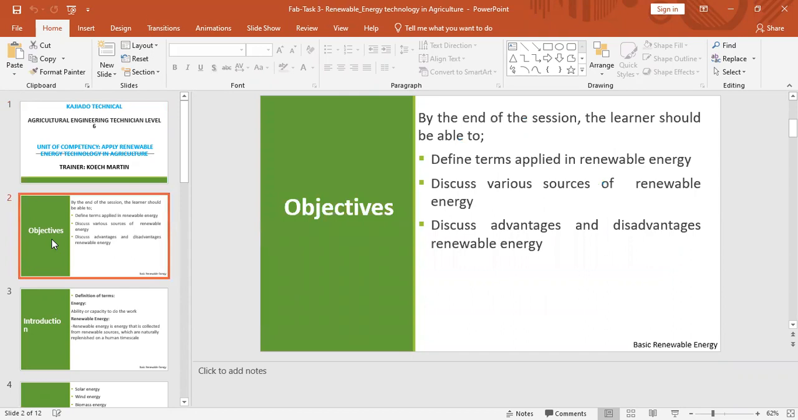By the end of this session, the learner should be able to define renewable energy. Another objective for today's session is various sources of renewable energy. And then final, but not the least, advantages and disadvantages of renewable energy.